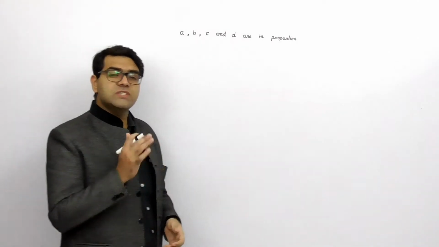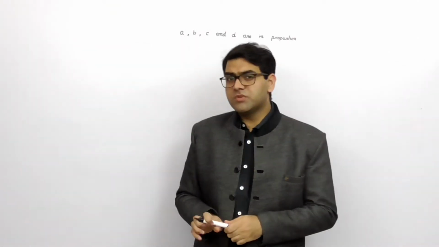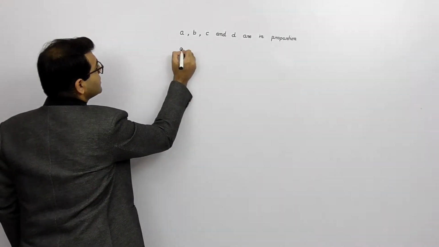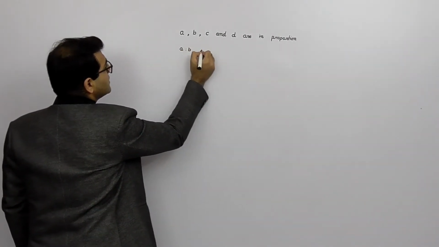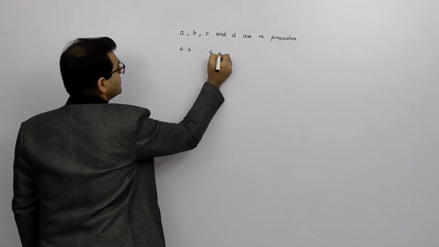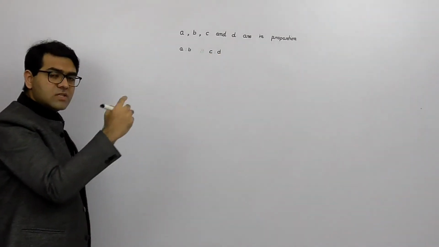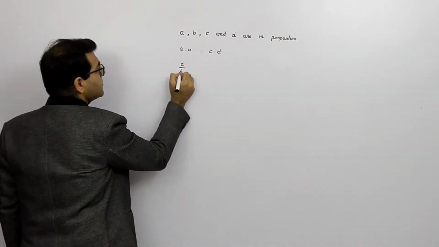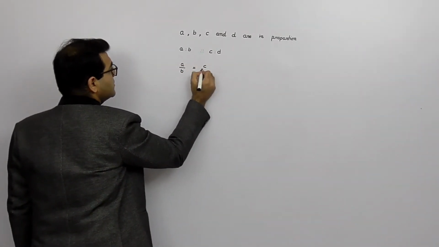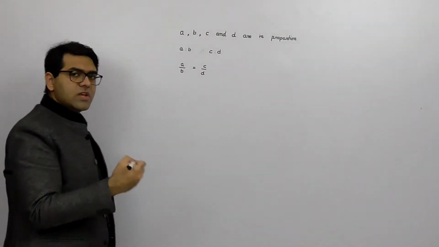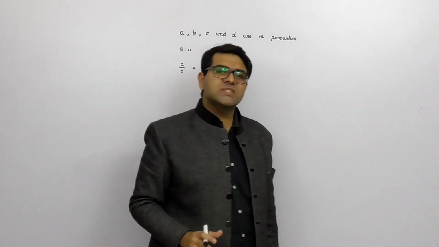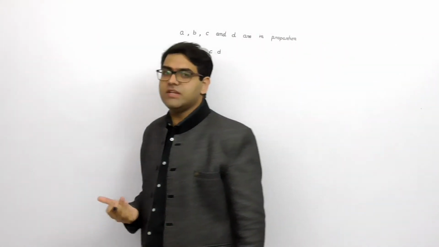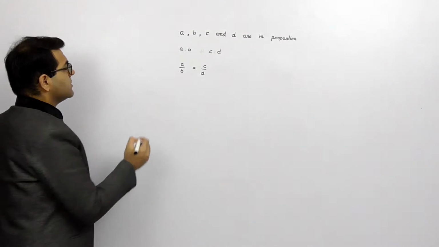What do we mean when we say A, B, C, D are four variables in proportion? Well, what we simply mean is that the ratio of A's to B is in proportion with C's to D. Obviously, this thing can be written in the division form as A by B equals C by D. So when I say four variables are in proportion, in a very simple sense, it means A by B equals C by D. Now, of course, you can take this equation and cross multiply.